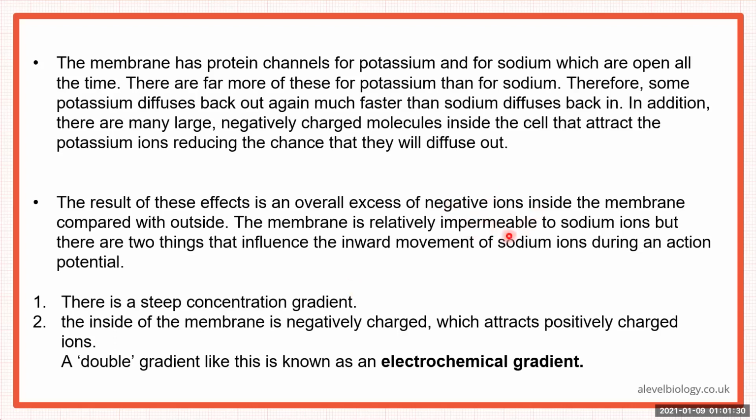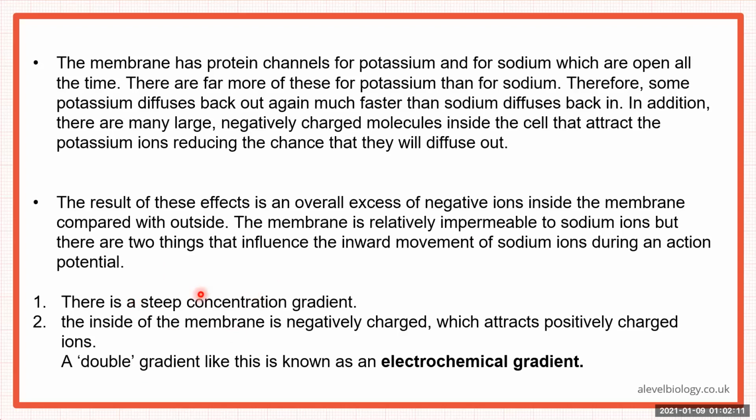This membrane is relatively impermeable to sodium ions, but since there is more sodium outside already, this creates a steep concentration gradient. There is a lot of sodium outside, and it can flow from a high concentration to a low concentration. We know these protein channels remain open all the time. The second part is that the inside of the membrane has become relatively negatively charged compared to outside, which also attracts the positively charged sodium ions. Because of these two factors, sodium would diffuse in, and this is what we call a double gradient.